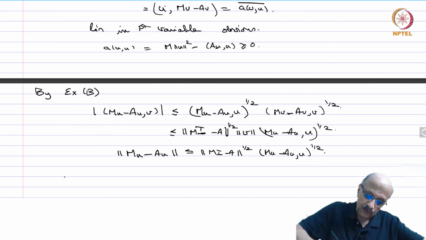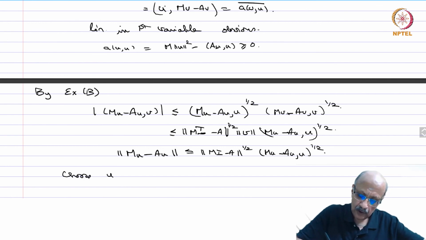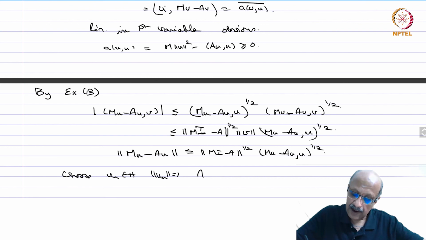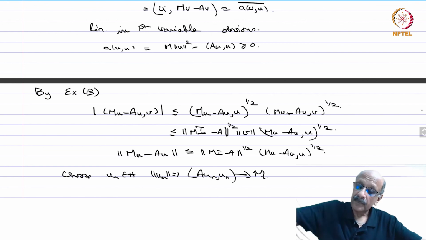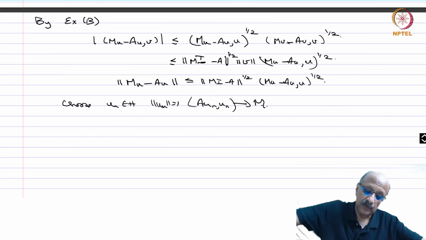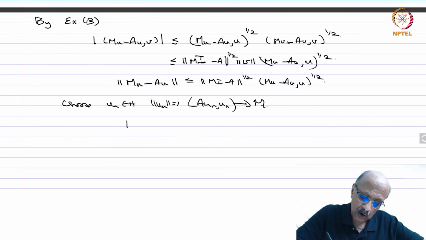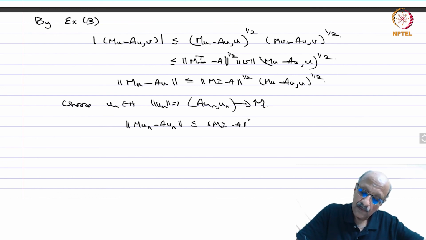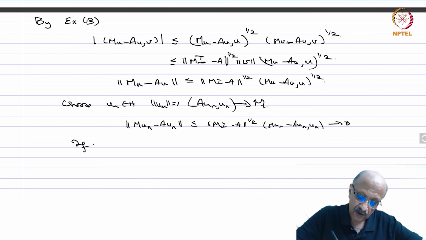Now you choose u_n in H, norm u_n equal to 1 and (Au_n, u_n) tending to M. It's the supremum, so you can always find such a sequence. If you apply that, you get that norm of (MI minus A)u_n is less than or equal to norm of (MI minus A) to the power half times ((MI minus A)u_n, u_n) to the power half, and that of course goes to 0 by our choice of this.